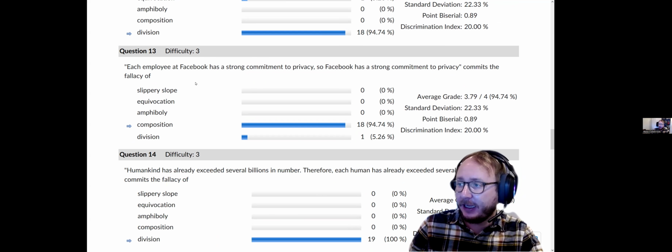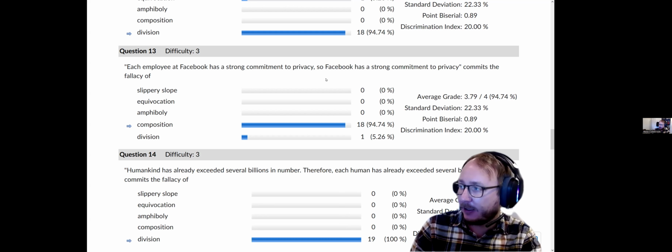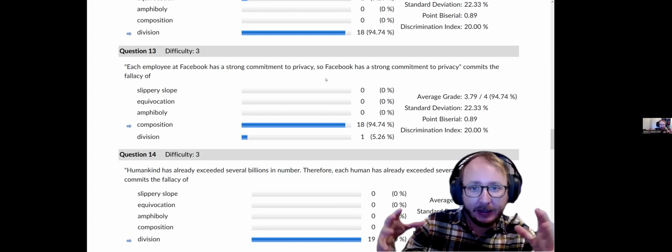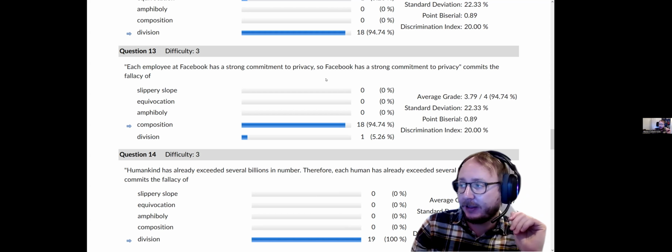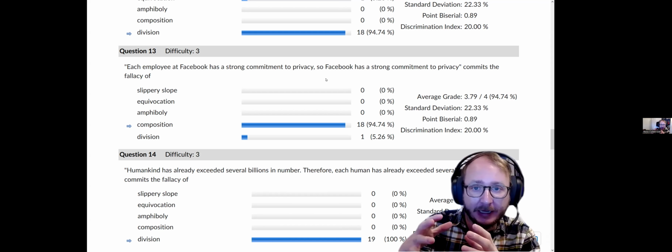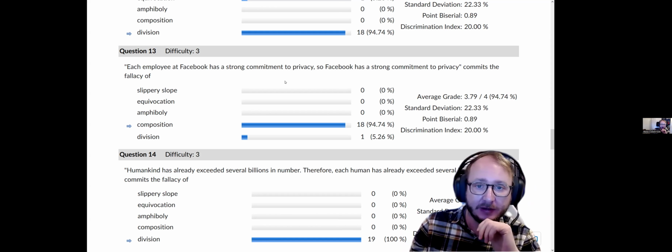Question 13, each employee at Facebook has a strong commitment to privacy. That's the premise. We're talking about each of the parts of the company that is Facebook. And we're drawing a conclusion about Facebook, the whole thing, right? So we're illegitimately putting together each of the employees and then saying that the whole thing, once we put them all together, has the same feature that each of the parts does. That's what composition does.